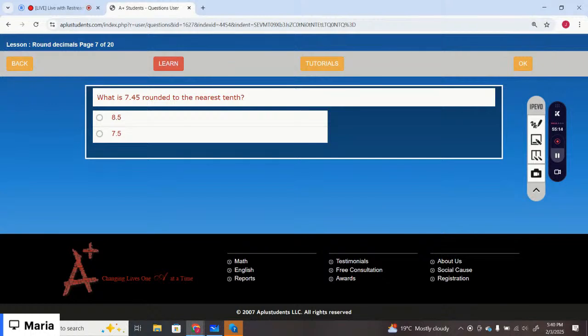What is 7.45 rounded to the nearest tenth? That is 7.5. Option number 2 is the correct option. Okay, you can complete the lesson by yourself later today.